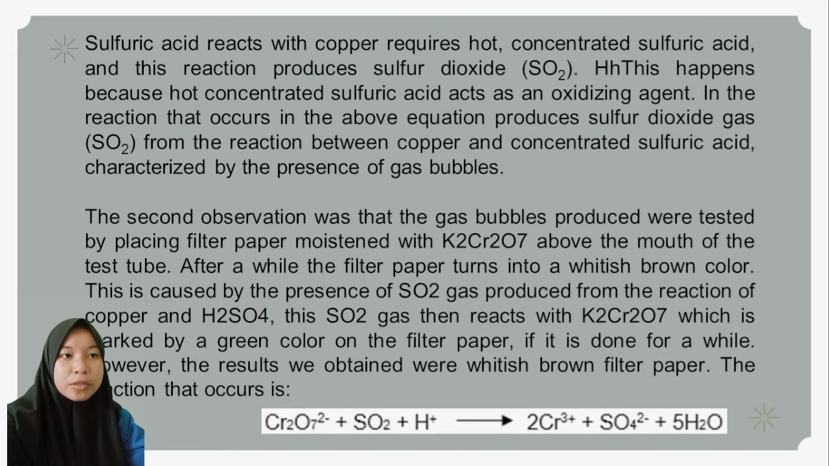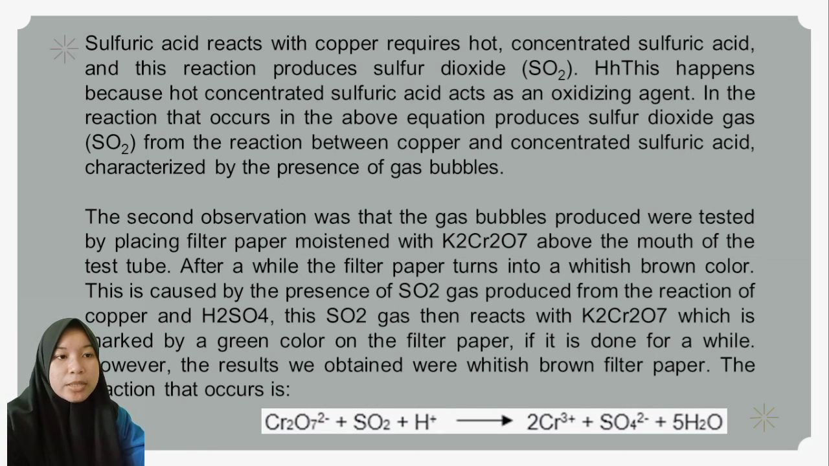Sulfuric acid reacts with copper requires hot, concentrated sulfuric acid, and this reaction produces sulfur dioxide. This happens because hot concentrated sulfuric acid acts as an oxidizing agent. In the reaction that occurs in the above equation, the product is sulfur dioxide gas from the reaction between copper and concentrated sulfuric acid, characterized by the presence of gas bubbles.